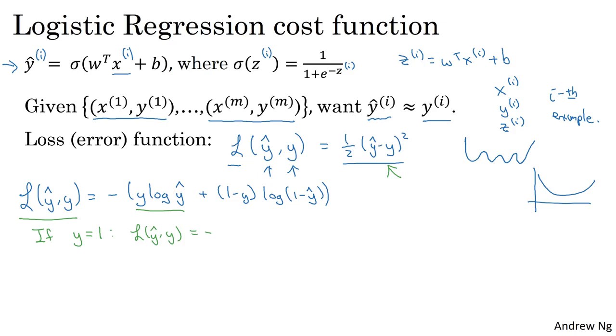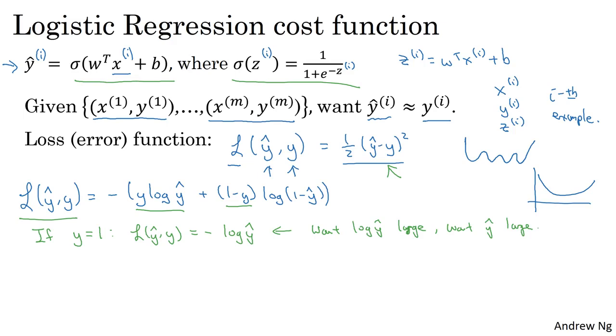And there's a negative sign, so it's negative log y hat if y is equal to 1, because if y equals 1, then the second term 1 minus y is equal to 0. So this says if y equals 1, you want negative log y hat to be as small as possible. So that means you want log y hat to be large, to be as big as possible, and that means you want y hat to be large. But because y hat is this sigmoid function, it can never be bigger than 1. So this is saying that if y is equal to 1, you want y hat to be as big as possible, but it can't ever be bigger than 1. So it's saying you want y hat to be close to 1 as well.